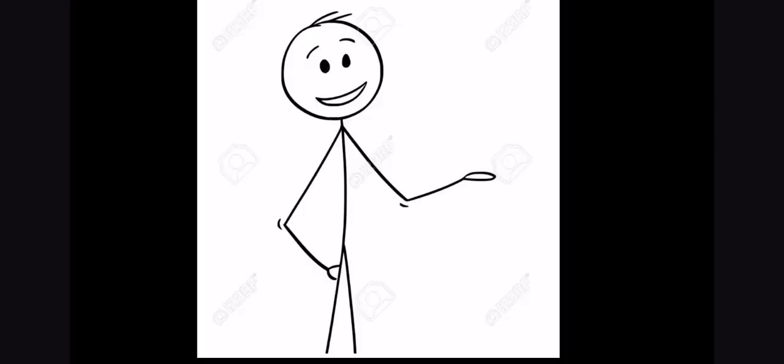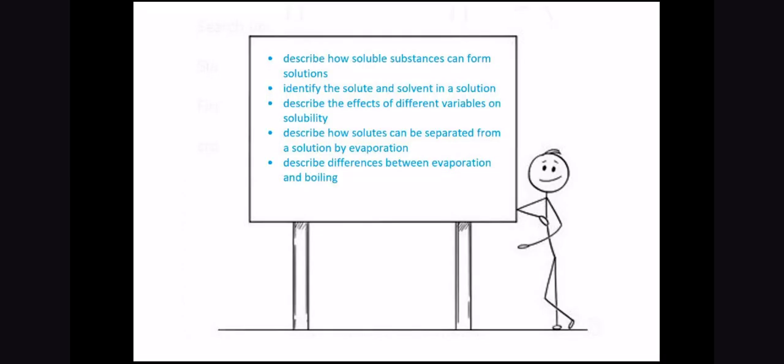Now I have explained everything, let's look at this checklist. You should now be able to describe how soluble substances can form solutions, identify the solutes and solvents in a solution, describe the effects of different variables on solubility, describe how solutes can be separated from a solution by evaporation, and lastly, be able to describe differences between evaporation and boiling.